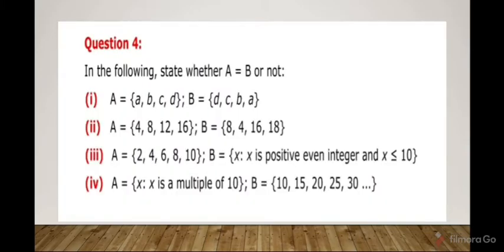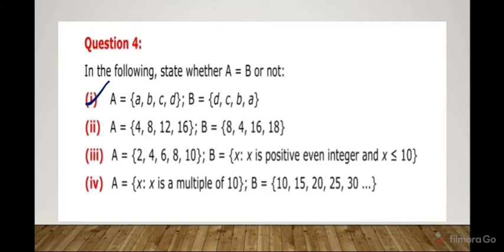Question number 4 is: in the following, state whether A equals B or not. So we will start with the first one. The first one is A, a set containing a, b, c, d, and B is another set containing d, c, b, a. You have to justify whether these sets A and B are equal or not.